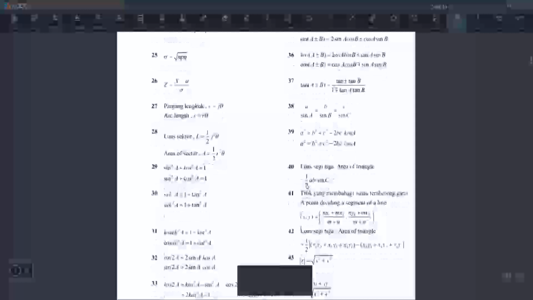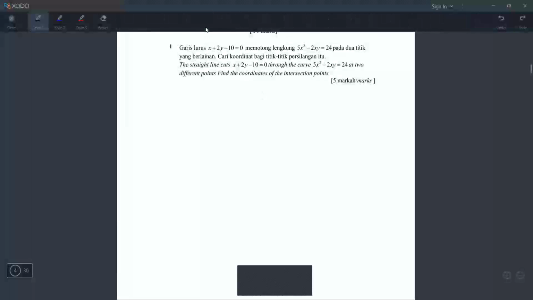So let's scroll to the question. All right, number 1, let's go. Let's read the question. The straight line x plus 2y minus 10 equals 0 cuts the curve 5x squared minus 2xy equals 24 at 2 different points. Find the coordinates of the intersection points. So this is the straight line equation, this is the curve equation, and we want to find the intersection points.